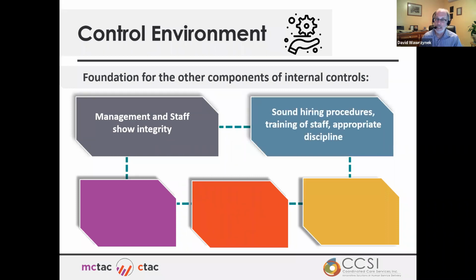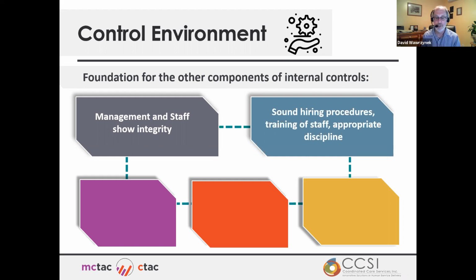What else do you need? You need sound hiring practices, particularly when you hire individuals who are going to be in your financial shop, who are going to have access to assets and resources. You need to properly vet folks. There are all kinds of mechanisms in place to assure that when we do our hiring, we do our due diligence before we hire somebody.